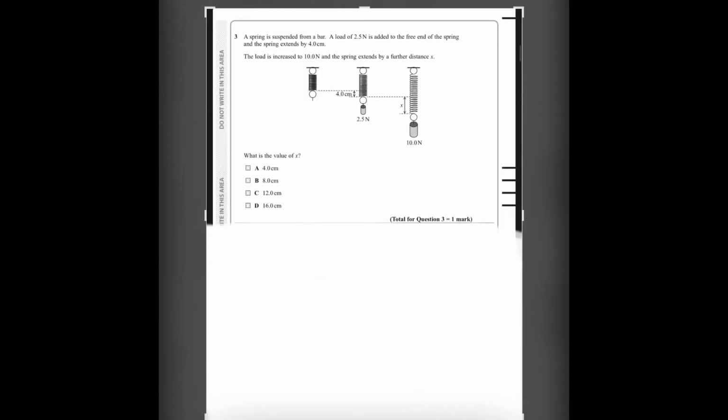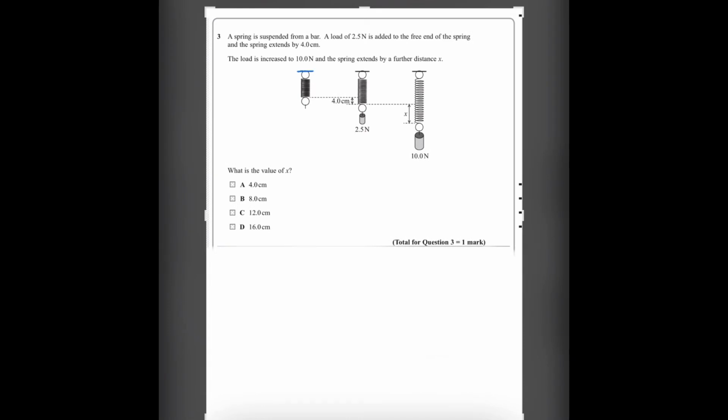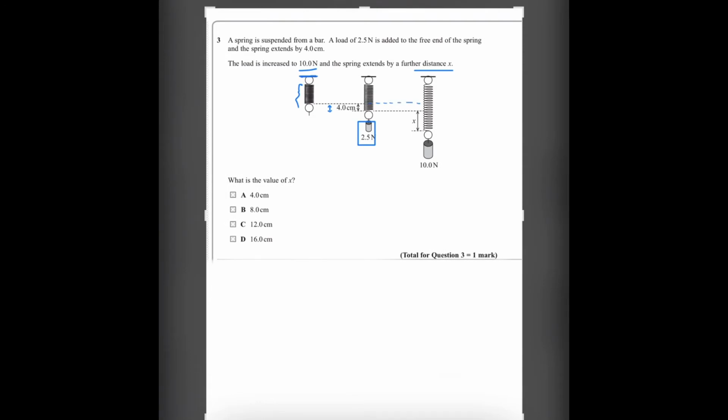Number 3. A spring is suspended from a bar. A load of 2.5 Newton is added to the free end of the spring and the spring extends by 4 centimeter. So this is the bar and this is the spring, and for 2.5 newtons the extension is 4 centimeter. Then the load is increased to 10 Newton and the spring extends by a further distance x. So this is the distance x and the total distance is this. We need to find x. If we can calculate the total distance, we can then calculate x.